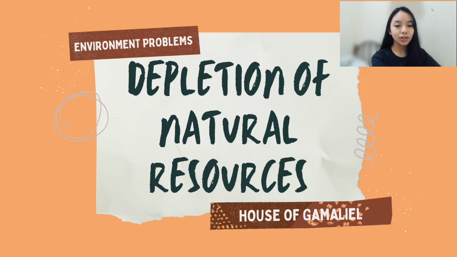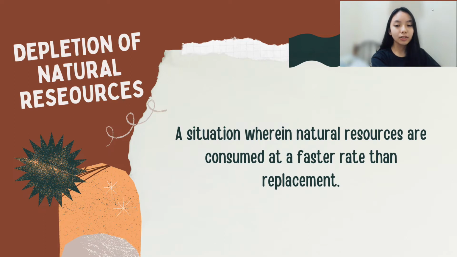For depletion of natural resources. But before going to that, let us see what depletion of natural resources is. Depletion of natural resources is a situation wherein natural resources are consumed at a faster rate than replacement. Natural resources are those resources that are in existence without human actions, and they can either be renewable or non-renewable.